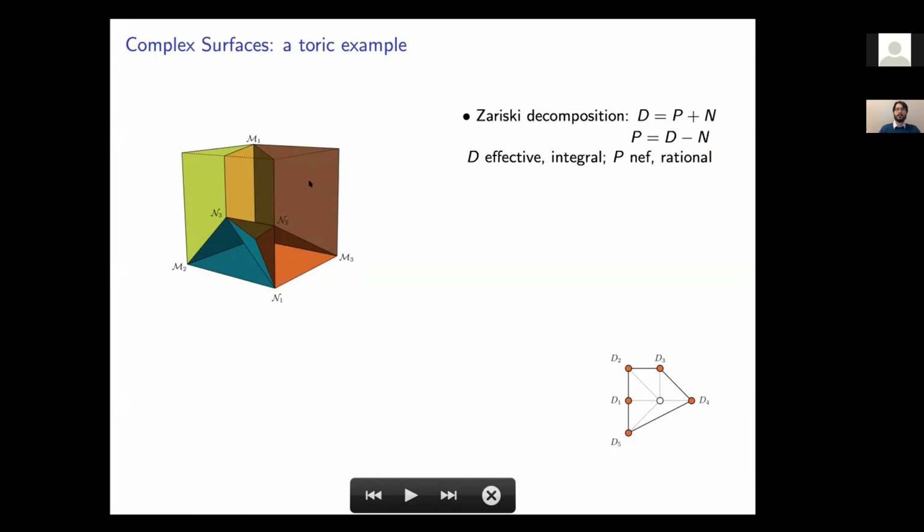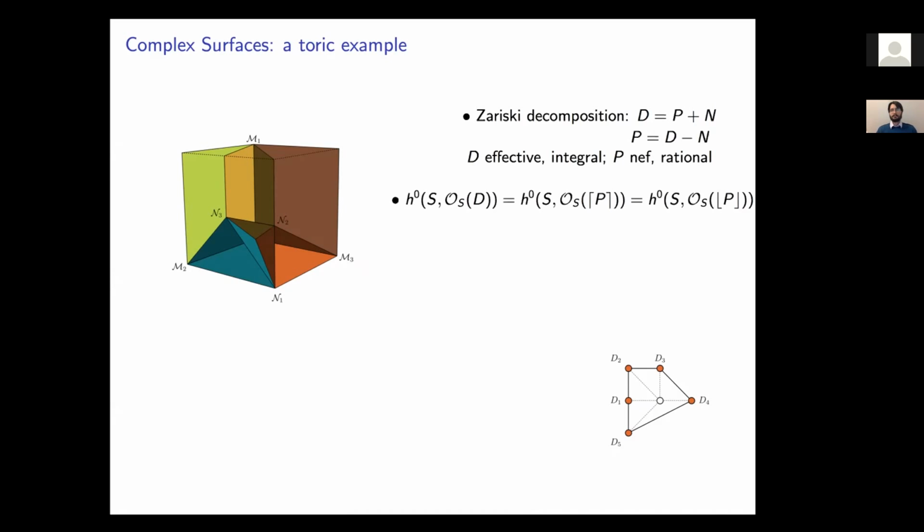So you start somewhere inside this region, inside the brown region, and then you project onto the nef cone. The result is a rational divisor in general. So it's a rational divisor class. It does not correspond to a line bundle. And then there is a rounding down or rounding up operation. And there is a theorem which tells you that the H0 of the original bundle is the same as the H0 of the round down or round up version of this P, of the positive part of D.